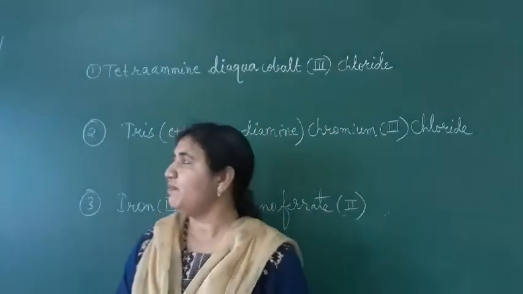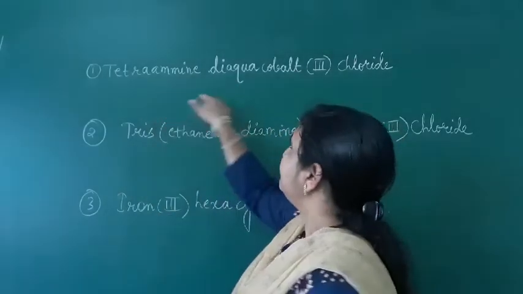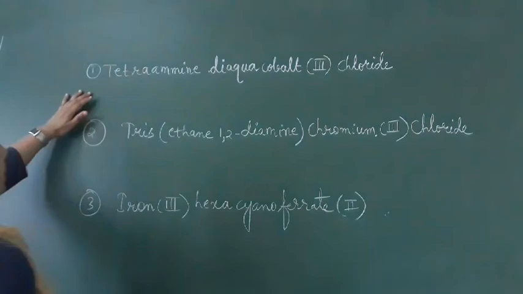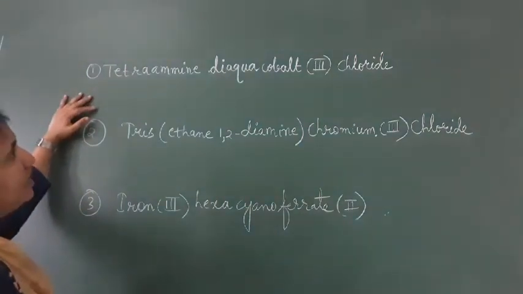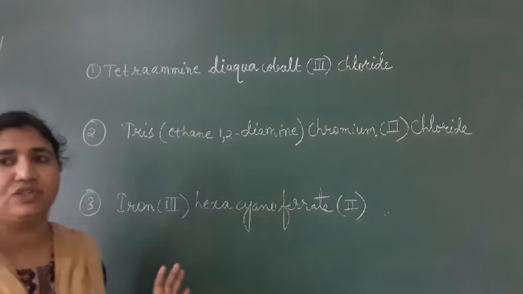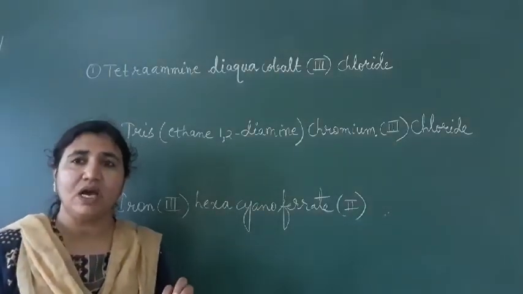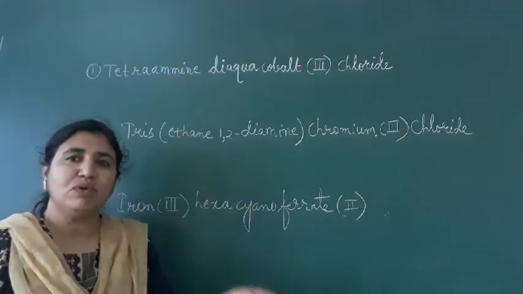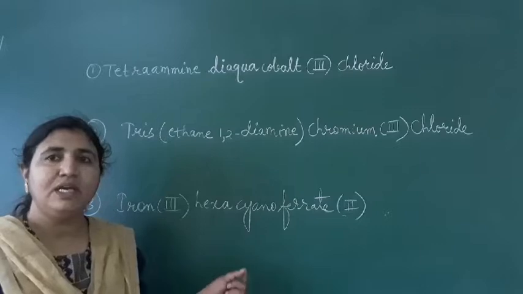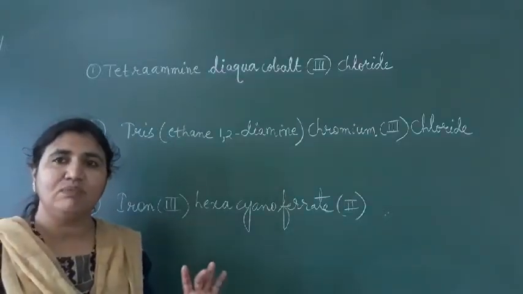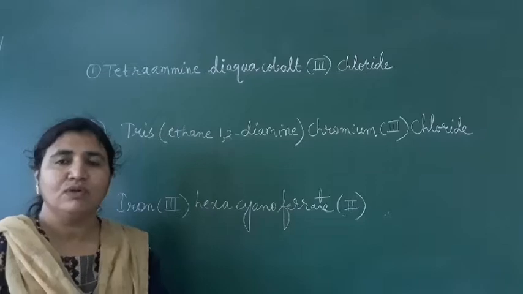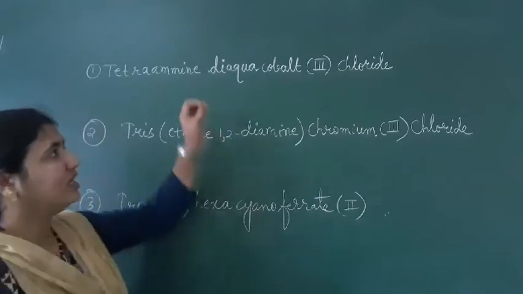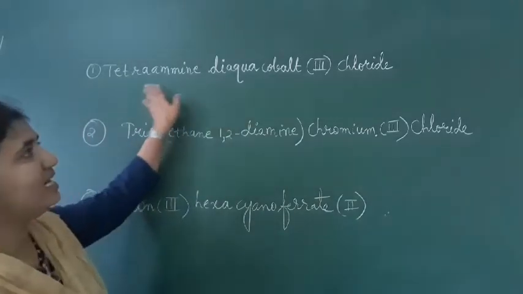So now if they have given names here, you have to write the structural formula. How to write? See here, tetraamine diaqua cobalt 3 chloride is given, and you have to write the structural formula. When we are writing the structural formula, in that also, first we have to write the cation, then the anion. Sodium chloride, the name. So what do we write? NaCl. Na is positive, and Cl is negative. So when we are writing the formula, we have to write cation first and then anion.